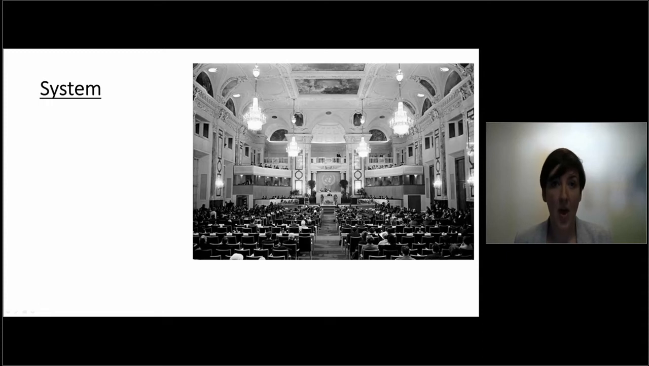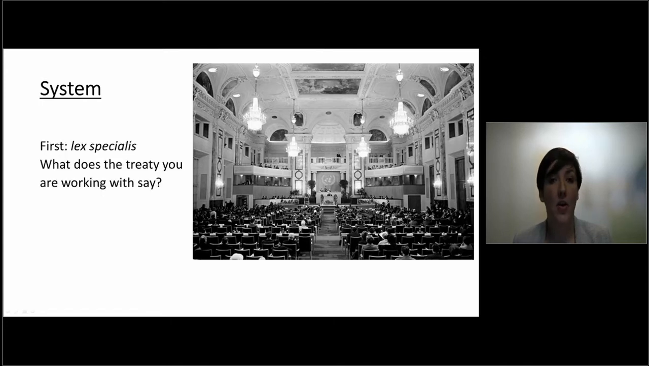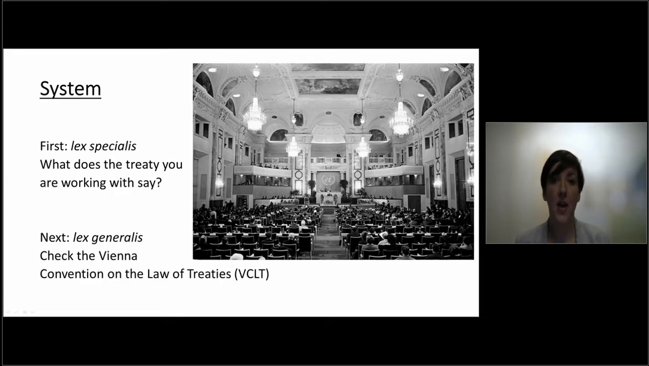So the system, how does it work? It's quite straightforward. You first check the treaty that you have a question about. So if you are working on a case dealing with the Rome Statute on the International Criminal Court, you will look into the Rome Statute of the International Criminal Court to see if it gives you an answer to your question. If you cannot find an answer to your question, you will look into the Vienna Convention on the Law of Treaties.